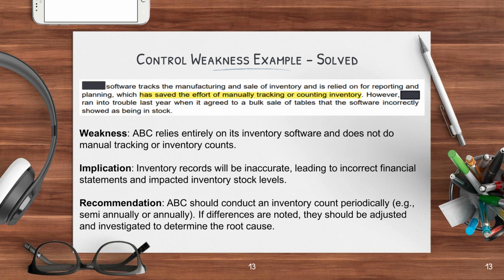So then we go on to writing the recommendation. Just make sure that when you suggest something, it would actually fix the problem and is relevant to the company. Don't tell a mom and pop shop to invest in robotics and an ERP system that will cost millions if they're just a tiny grocery store. You want to make sure that your recommendations are relevant and applicable to the users in the case. So my recommendation for ABC is that they should conduct an inventory count periodically, for example, semi-annually or annually. If differences are noted, they should be adjusted and investigated to determine the root cause.